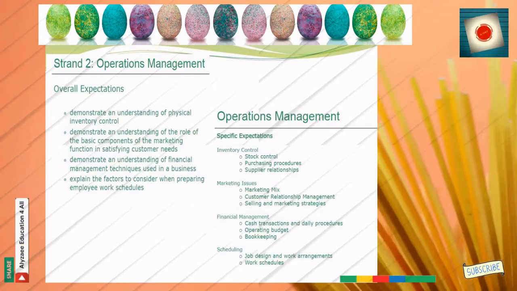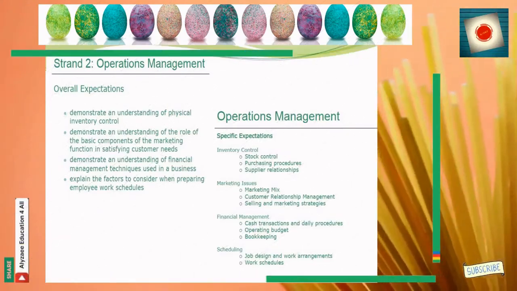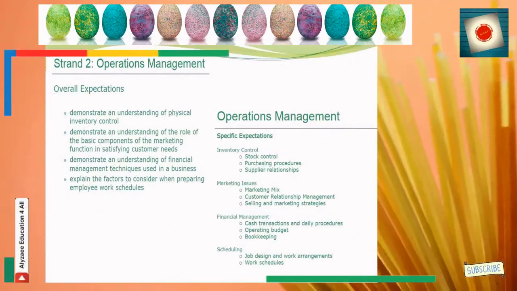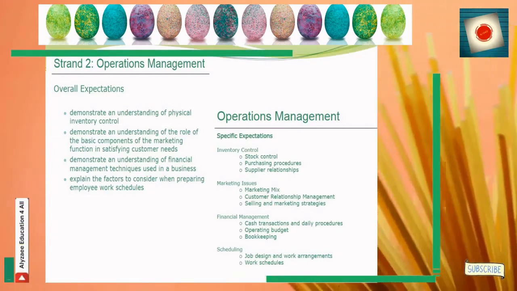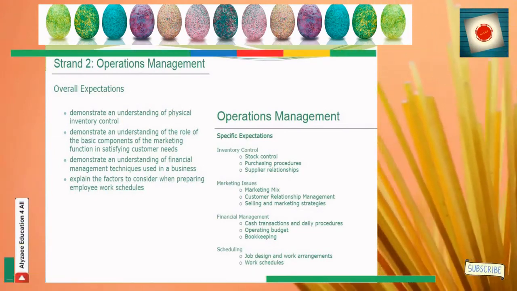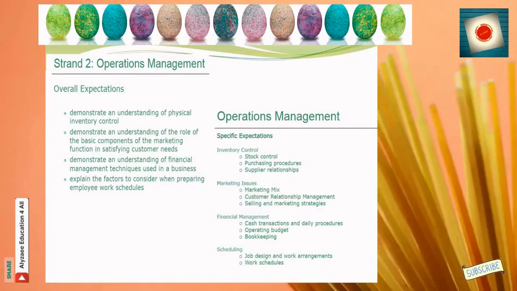So the overall expectations are: demonstrate an understanding of physical inventory control, demonstrate an understanding of the role of the basic component of the marketing functions, demonstrate an understanding of financial management techniques used in a business, and explain the factors to consider when preparing employee work schedules. So the specific expectations are inventory control, marketing issues, financial management and scheduling.